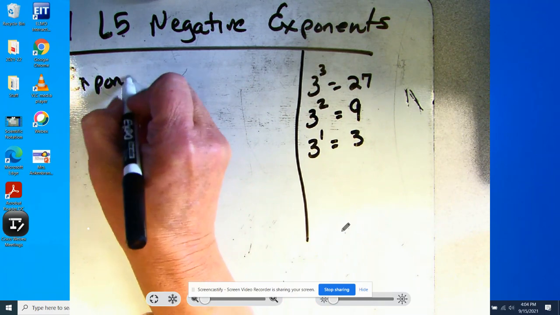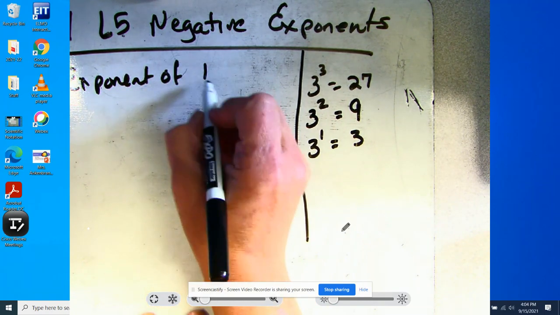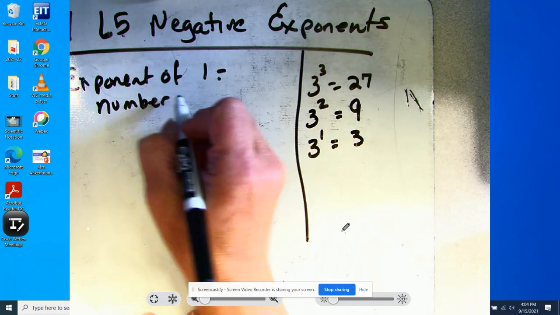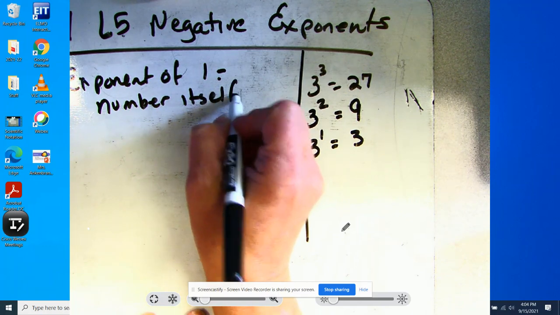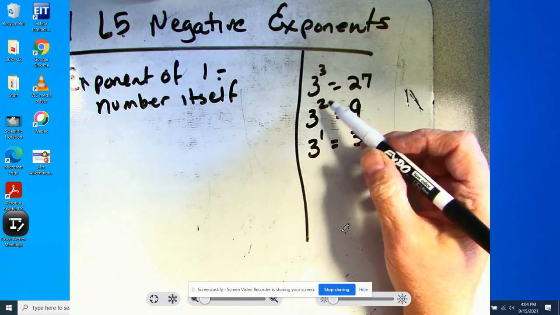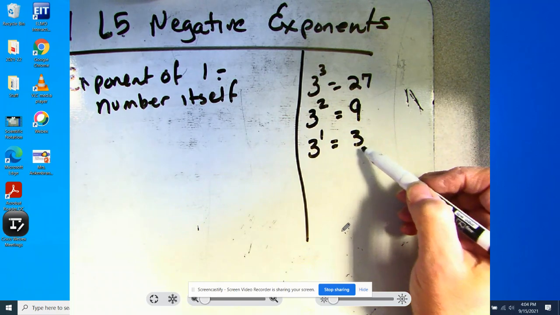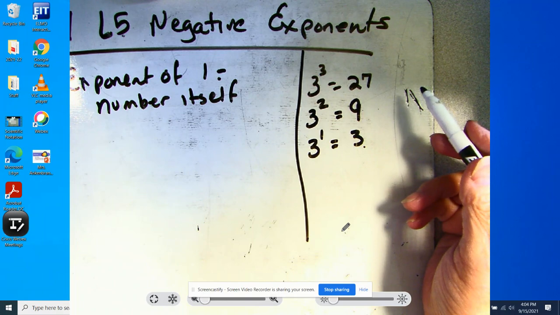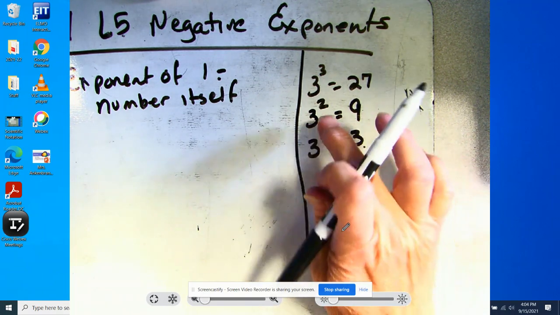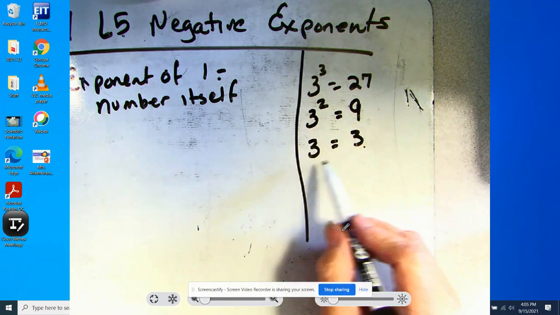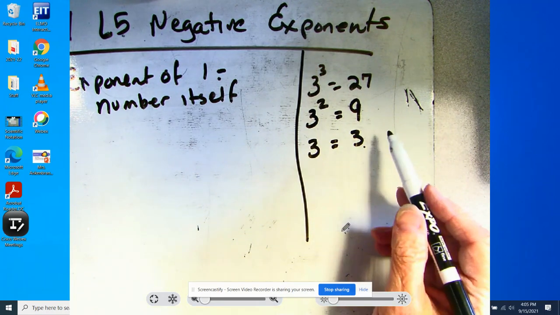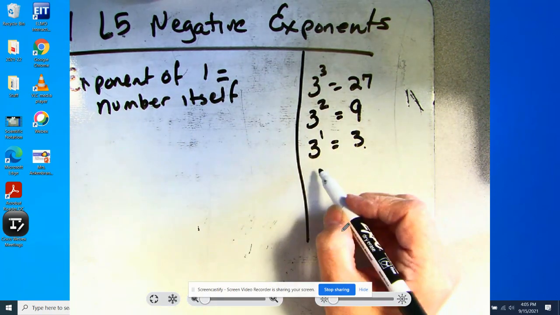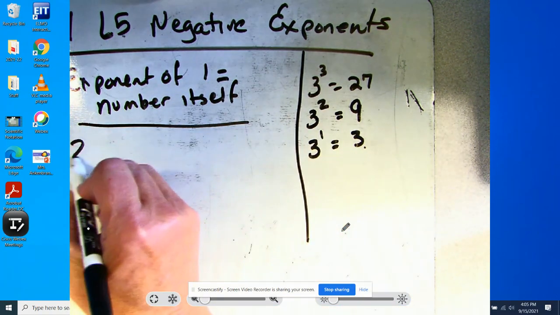Exponent of 1 equals the number itself. So if the base was 3, 3 to the power of 1 is 3. 10 to the power of 1 is 10. A million to the power of 1 is a million. So the exponent of 1, it's like we take it away and say 3 equals 3. A number to the power of 1 is equal to itself. Okay? The next thing we've got the zero exponent.